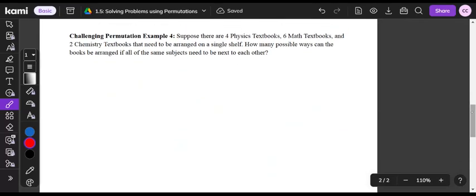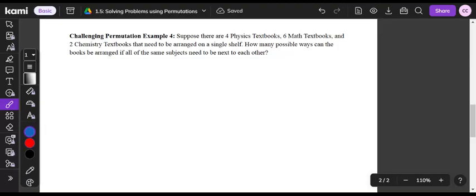Okay, let's look at this next one. This one's a little harder. It says, suppose there are 4 physics textbooks, 6 math textbooks, and 2 chemistry textbooks that need to be arranged on a single shelf. How many possible ways can the books be arranged if all the same subjects need to be next to each other? Now, there's another one I'm going to have you try on your own, but I'm going to give you a couple things to think about first.